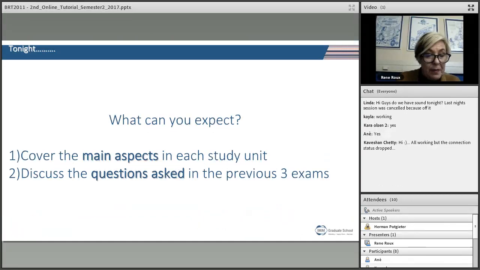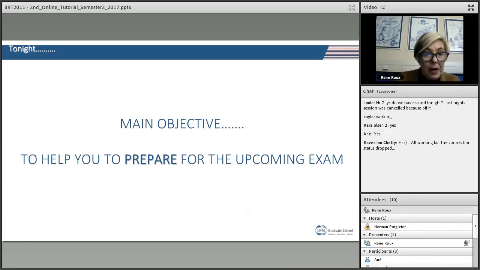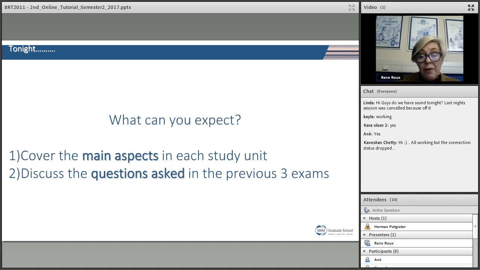In terms of the programme for tonight, there we are, there are the slides. So what are we going to do tonight? There are 11 learning study units in your learner guide and in your textbook, so it is impossible to cover everything in a 2-hour session. So the main objective of tonight is really just to prepare you for the upcoming exam.